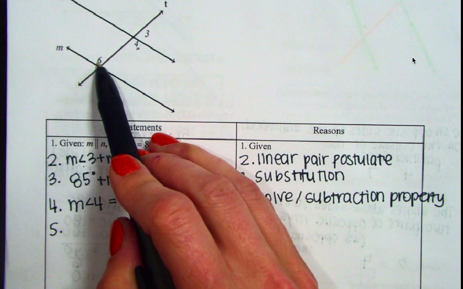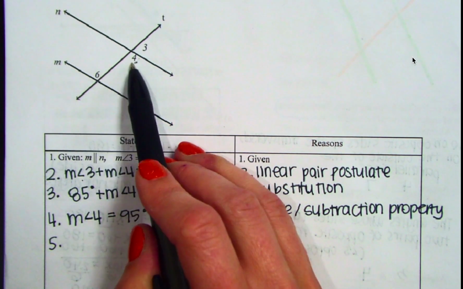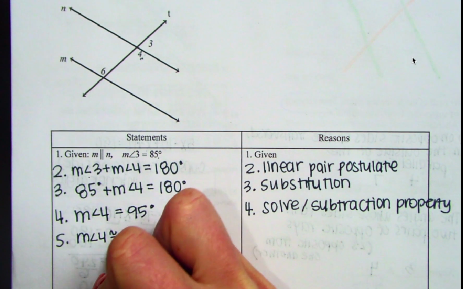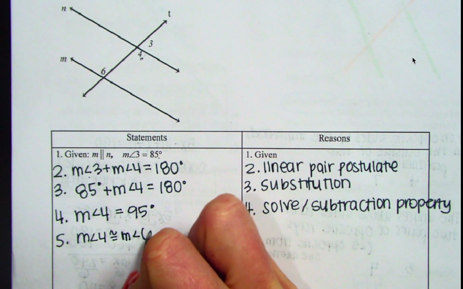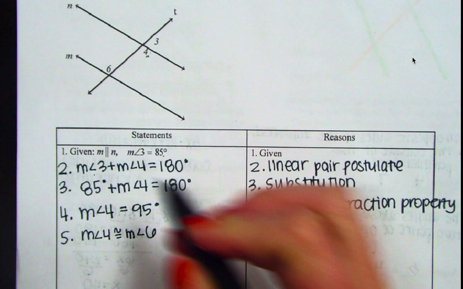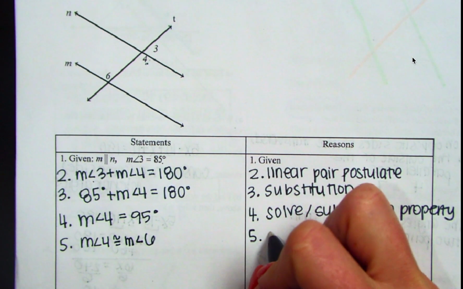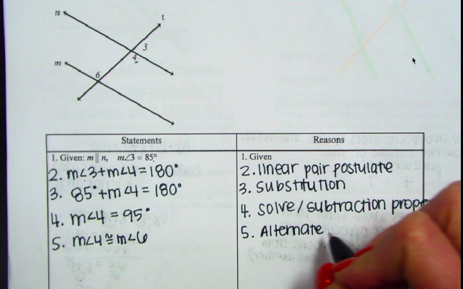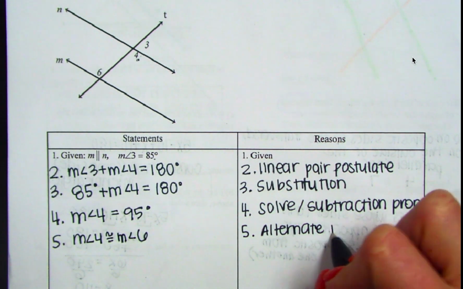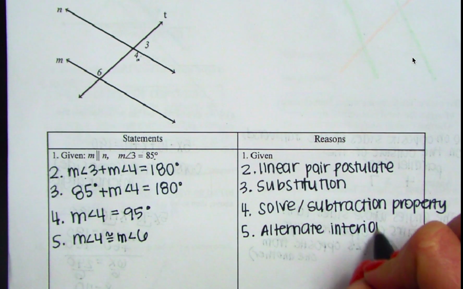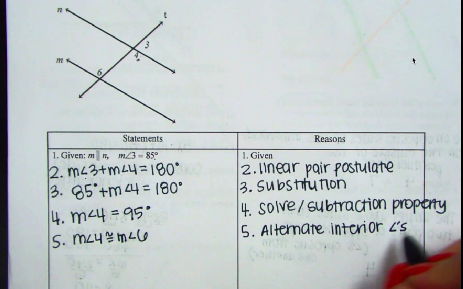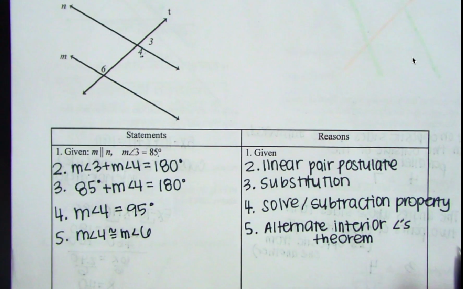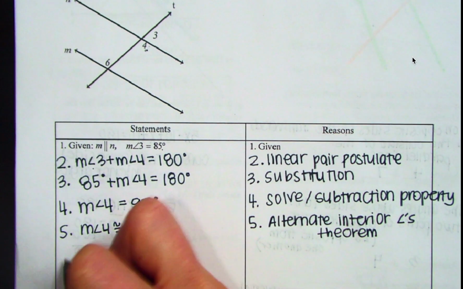With that, we know that this is 95. So we want to now bring in angle 6. Angle 4 and angle 6, we know that those two angles are congruent. Those two angles are congruent because they're alternate interior angles, and given parallel lines, the theorem says that alternate interior angles are congruent. So it's the alternate interior angles theorem that says they're congruent.